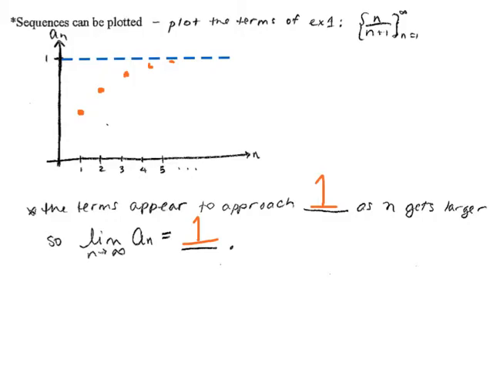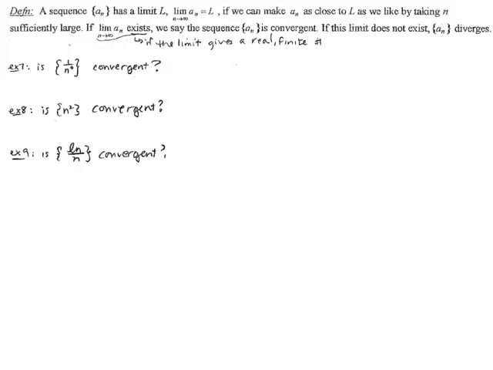Okay, this is going to lead us to a definition. We say that the sequence of the a sub n's has a limit, or the limit as n approaches infinity of a sub n is L, if we can make the terms of the sequence as close to L as we like by taking n sufficiently large. Okay, so if that limit exists, so if we take the limit as n approaches infinity of the general term and we get a real finite number, then we call that sequence convergent. If the limit does not exist, meaning we get an infinity or a negative infinity, then we say the sequence is divergent.